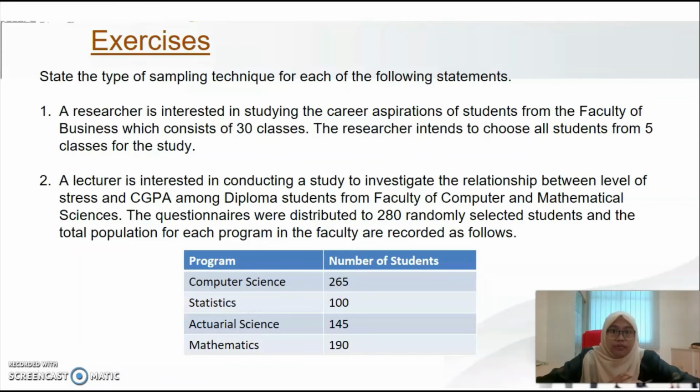So in the Faculty of Business, we have 30 classes. We only choose 5 classes for the study. So this is an example of cluster sampling.